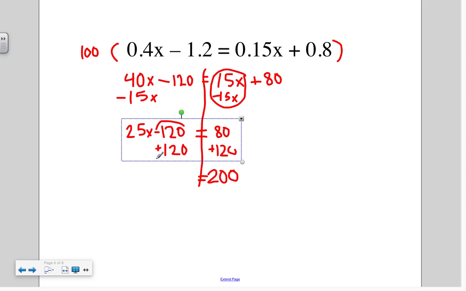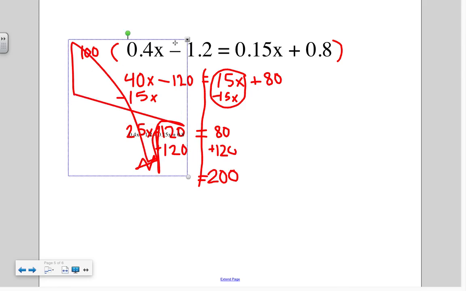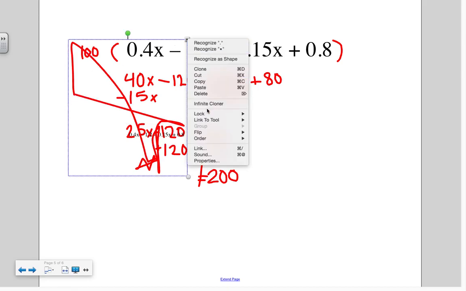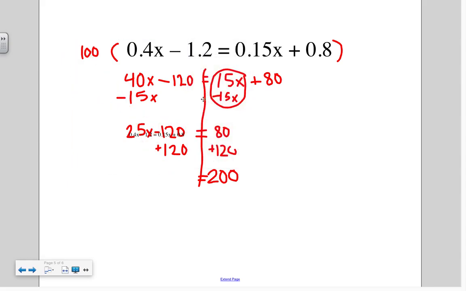Oops. Goodness. Oh my goodness. We'll get rid of that. I'll get that back again. There we go. Sorry about that.